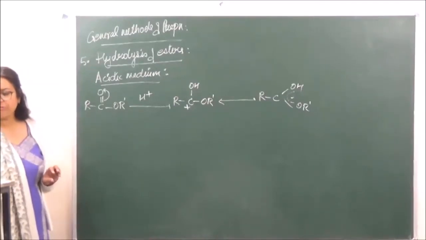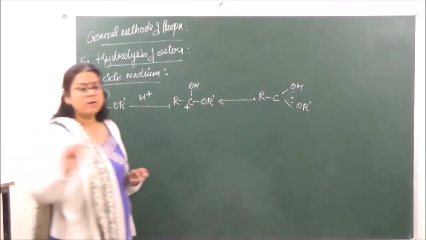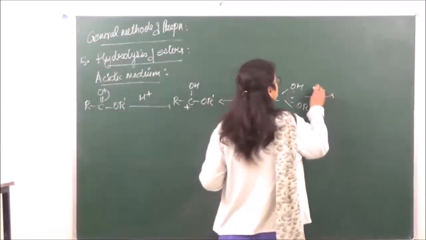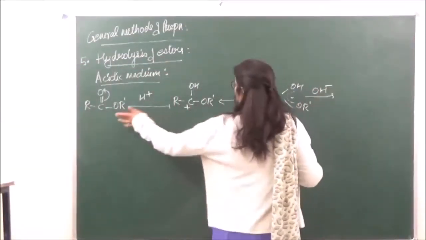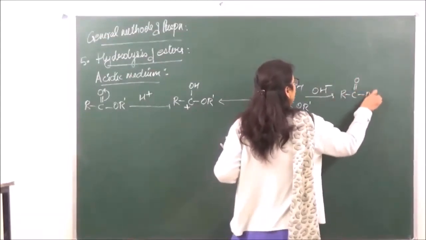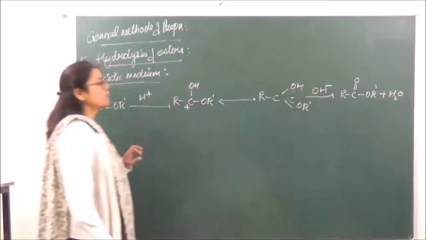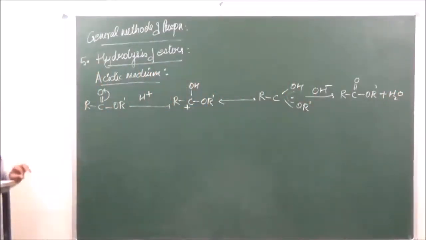And further, if we are reacting this, we are going to get over here the ester back, RC double bond O. So you can see that when we are doing the reaction in acidic medium, we are regaining the ester over here, so it very clearly shows that the reaction is going to be reversible.